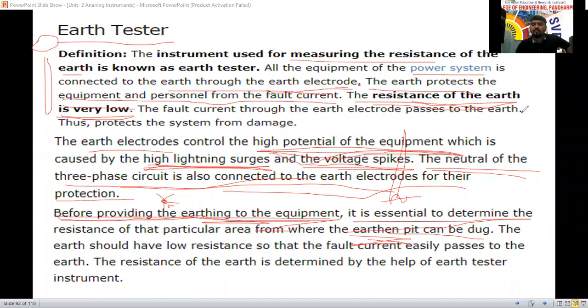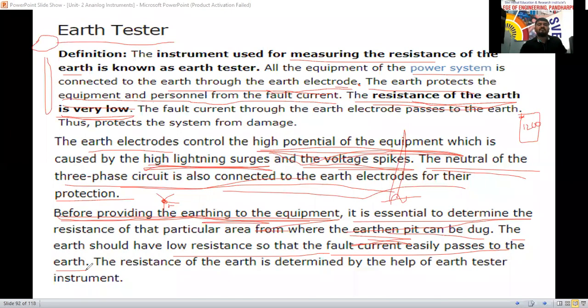Suppose your house is 30 by 40, about 1200 square feet. We have to choose the area that has less resistance, by checking the earth resistance and identifying the low-resistance area using an earth tester. The earth should have low resistance so that fault current passes easily through the earth. Then any leakage or fault current can pass into the earth.